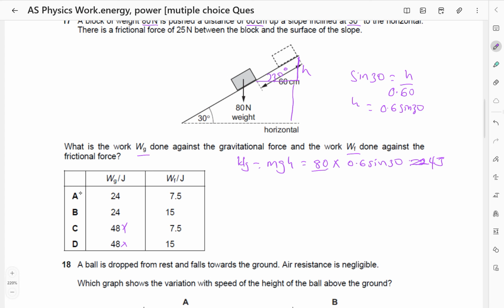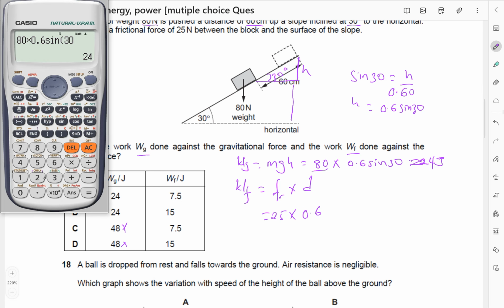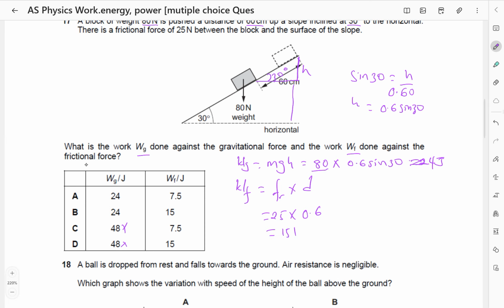Then work done against friction. This is going to be the frictional force times the distance, which is 60. And the frictional force is 25 newtons. So this is 25 times the distance, which is 60, so that is 0.6 in meters. So 25 times 0.6, that is 15 joules. So our answer is going to be B.